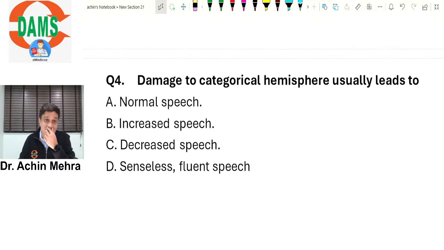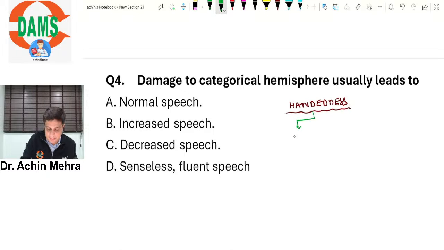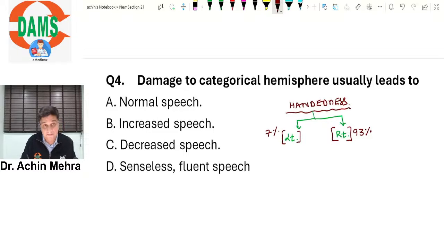Damage to the categorical hemisphere leads to... what is this categorical hemisphere? You know the brain hemispheres anatomically. Okay, I'll start from the very basics. The handedness concept. In the world, most of us are right-handed. Some of us can be left-handed as well. If you look at the statistics across the world, 93% of people are right-handed and 7% are left-handed. Now, when I look for the speech areas, Wernicke's and Broca's, they are not on both hemispheres equally. They are present and functioning only on one side. Depending on that, we divide the hemispheres into the left hemisphere and the right hemisphere.